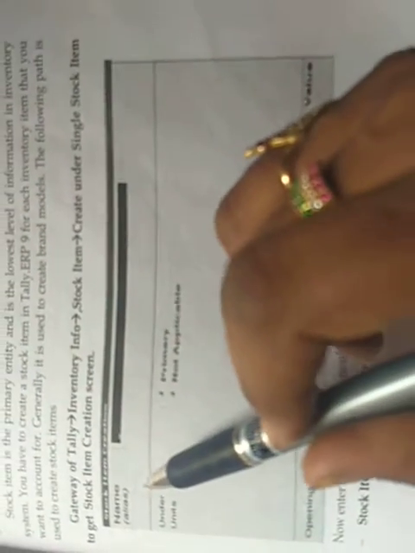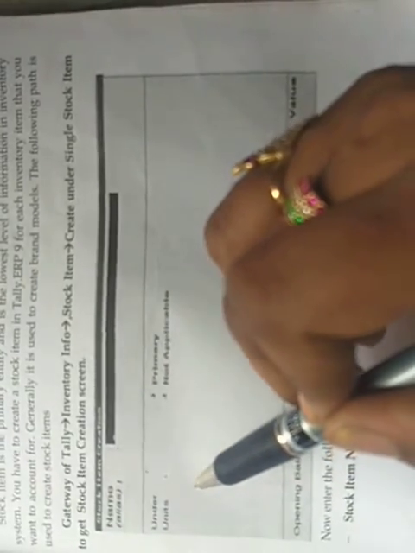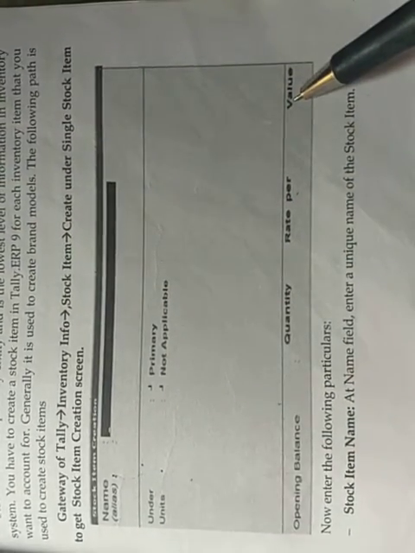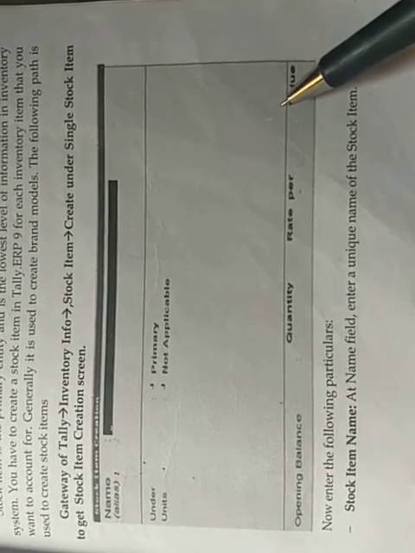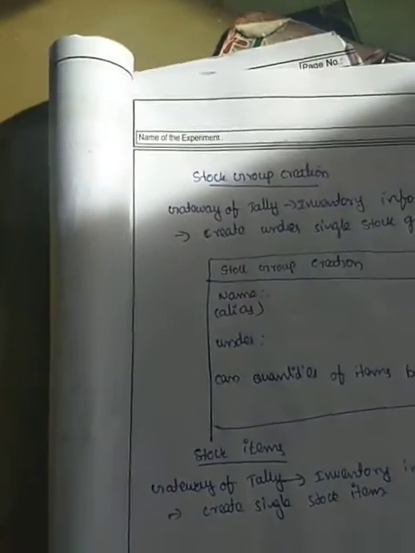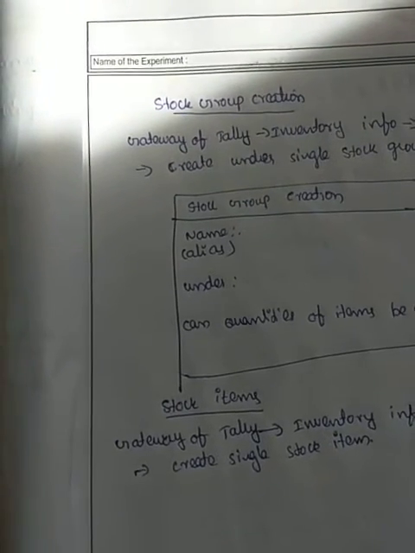Here, this is the stock item creation screen. Here the name of the stock item is name, under is primary, then units are not applicable. Next opening balance: quantity, rate per unit and the value. So you definitely have to enter the stock item details. Then these are the three options in Gateway of Tally.